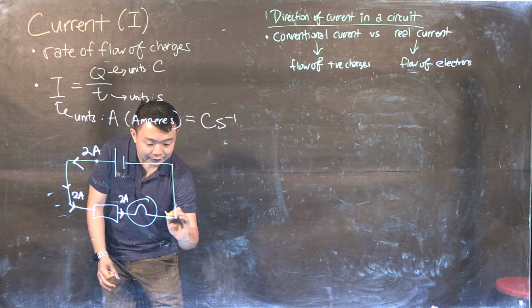Now, the last part of current is about the direction of current flow in a typical circuit. We always take conventional current to be the flow of positive charges around a circuit. And you can see it in the direction of the arrows that are drawn. It's as if protons are the ones that are moving along the circuit. All right, this is what people came up with in the past before they discovered electrons.